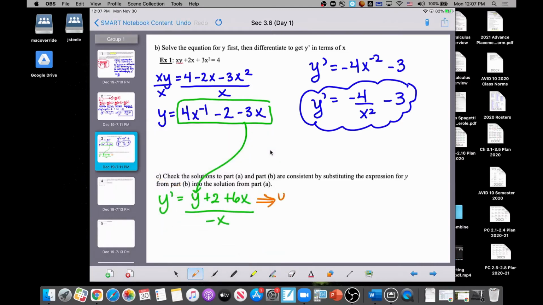So this would mean that y prime is equal to 4x to the negative 1 power minus 2 minus 3x, that's my y, plus 2 plus 6x, all divided by negative x. And again, now I think I'll combine like terms first, because I do have a few like terms in my numerator. Notice that the negative 2 and the positive 2 cancel out. And then I have a negative 3x and a positive 6x, so that's going to give me a 3x. So I have 4x to the negative 1 power plus 3x divided by negative x.